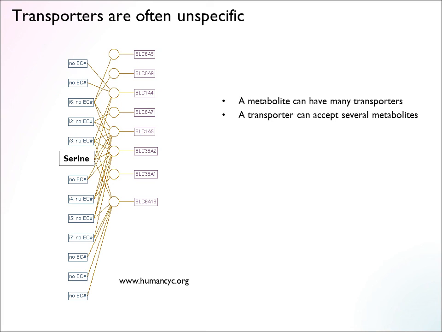So compared to enzymes, it generally seems that transporters cannot have the same type of specificity. And this makes it difficult to analyze this part of metabolism in a way. So I think this is a field that is on the rise, but I think it is still early days for transport phenomena.